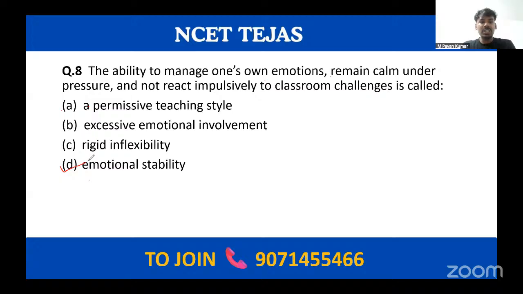When we are talking about emotional stability, it's about managing one's own emotions. When you're emotionally stable, that means you're able to manage your emotions well, right? You're able to remain calm under pressurizing situations and you do not act impulsively. You do not act on your anger or on your emotions, right? So this whole thing, the ability to manage your emotions, remain calm under pressure and not act impulsively to the challenges that come in classrooms is called emotional stability, as correctly answered by all of you. Great.